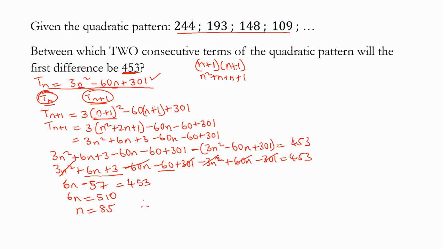So therefore, between which two consecutive terms of the quadratic pattern will the first difference be 453? So it's between T85, because n is 85, and T85 plus 1, which is T86.